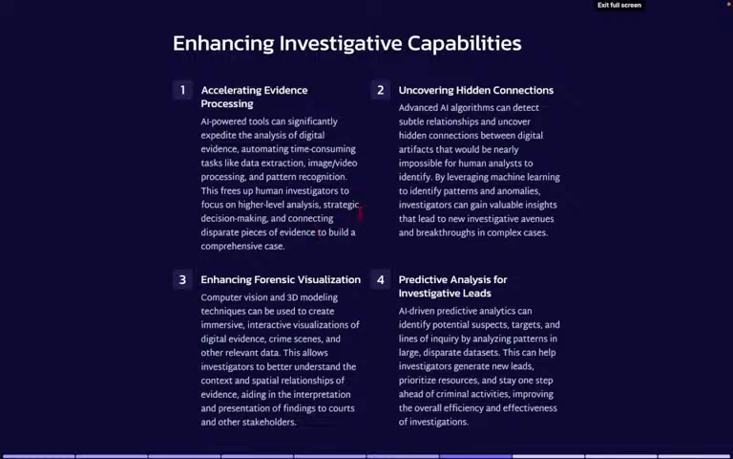Apart from that, we are going to have some investigative capabilities we have to understand. Accelerating evidence processing is something AI-powered tools do. Suppose you create a program and you have a model, you can use the pre-built tools by the companies in order to enhance it and make this process super fast.